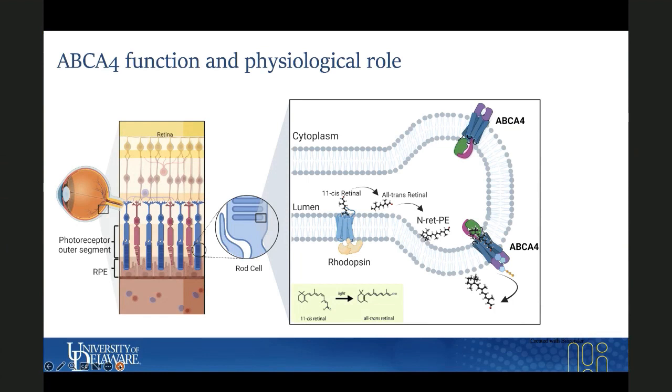And in so doing, 11-cis retinal is isomerized in the retina in these rod outer segment discs, which are found in the photoreceptor cells, the rods and the cones. It converts 11-cis retinal to all-trans retinal.